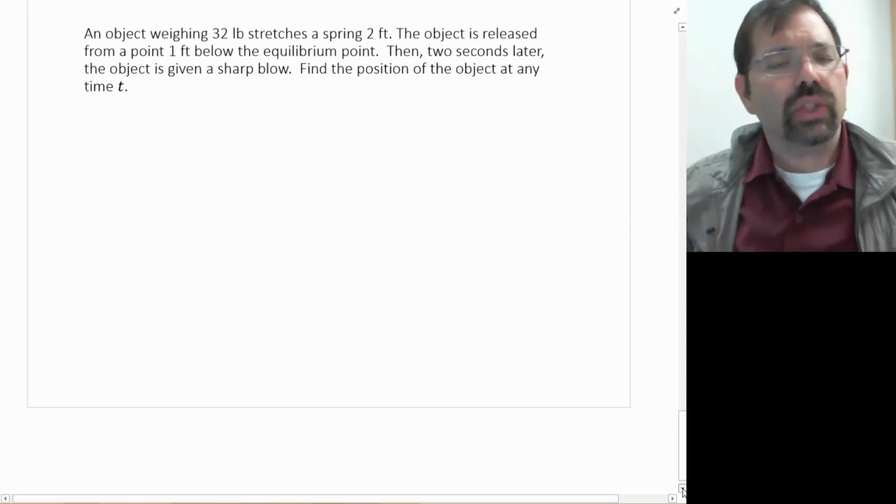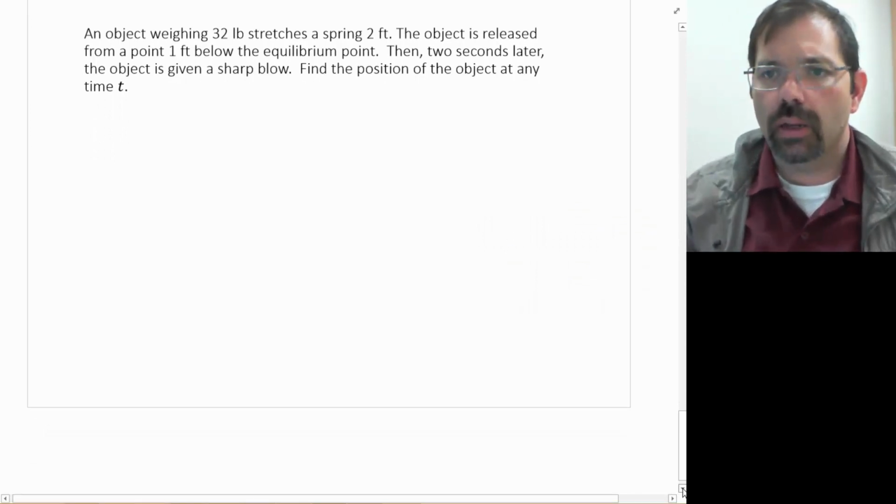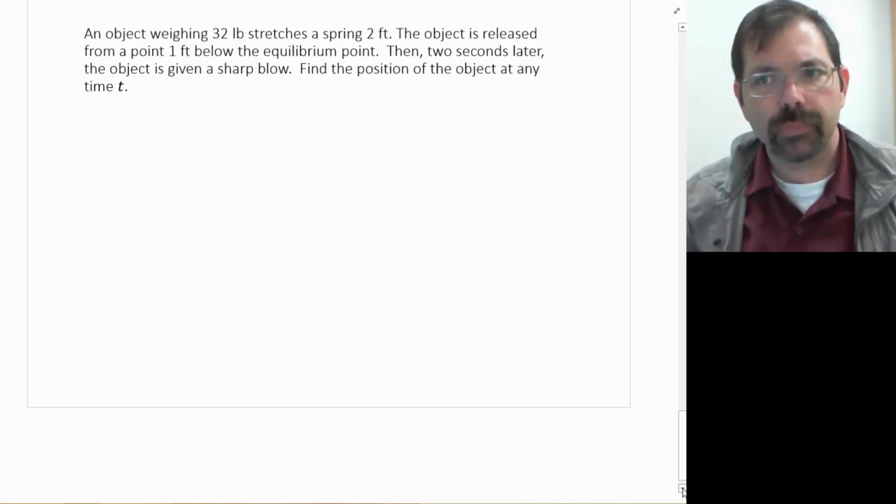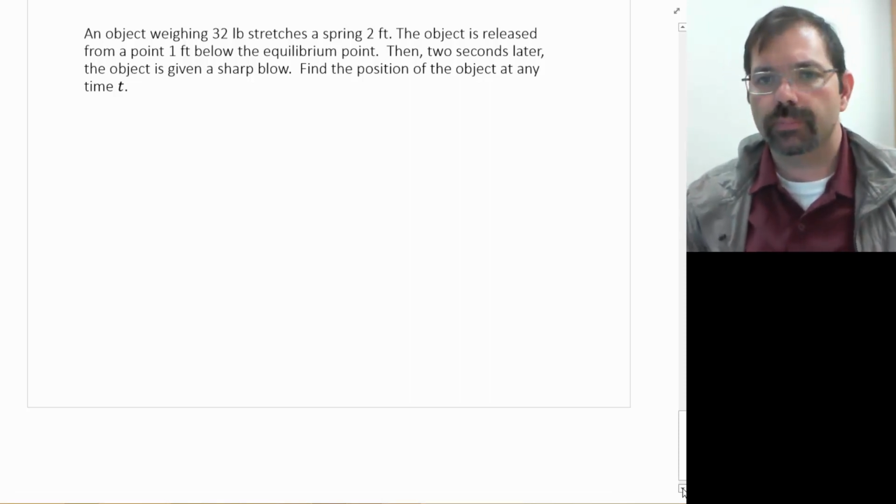All right, so here's another example. Here's another problem, and that would be a good time to pause. Try this one out on your own.